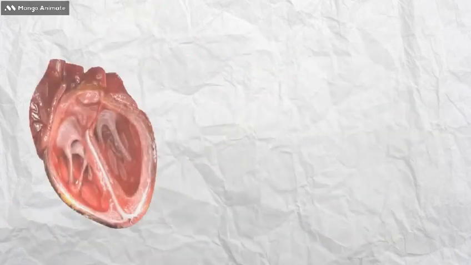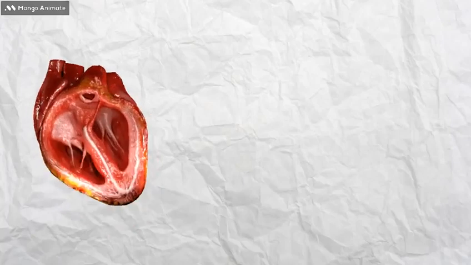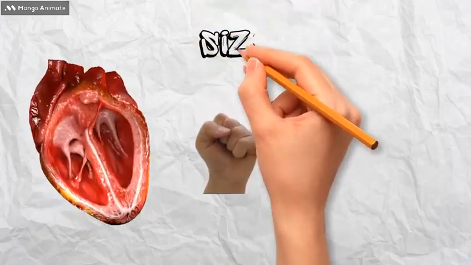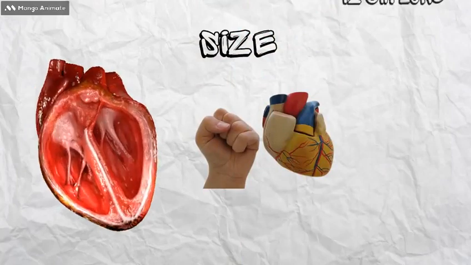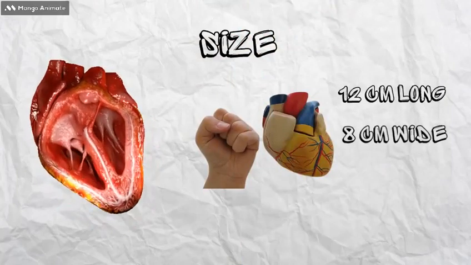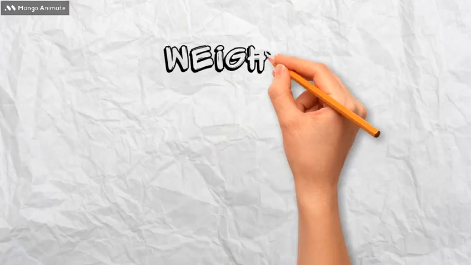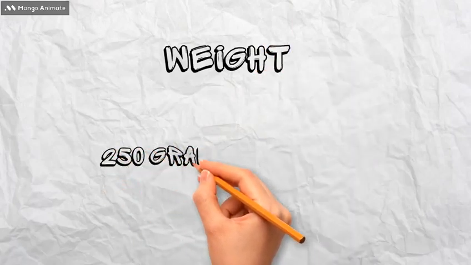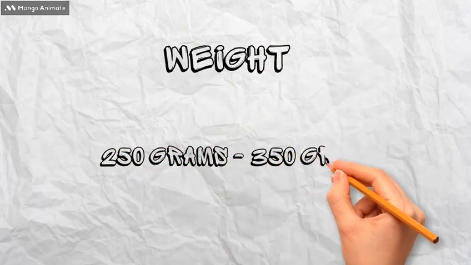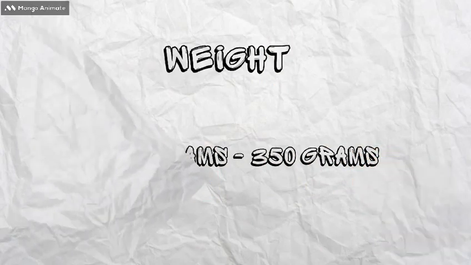Heart is a muscular conical organ that pumps the blood to the body. It is about the size of a person's fist, 12 centimeter long, 8 centimeter wide, and 6 centimeter thick. The average human heart weighs approximately 250 to 350 grams, a stunning exemplar of precision engineering in the human body.